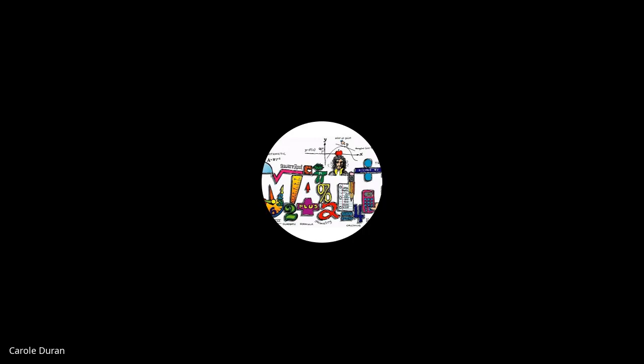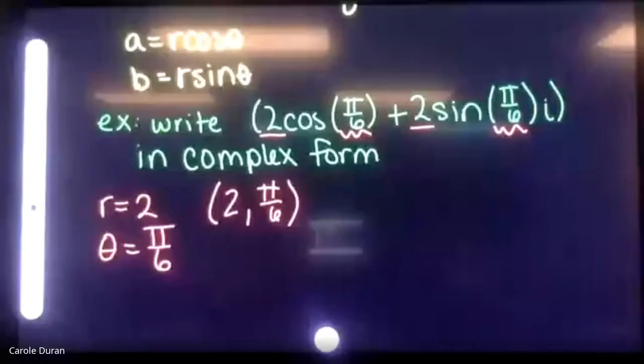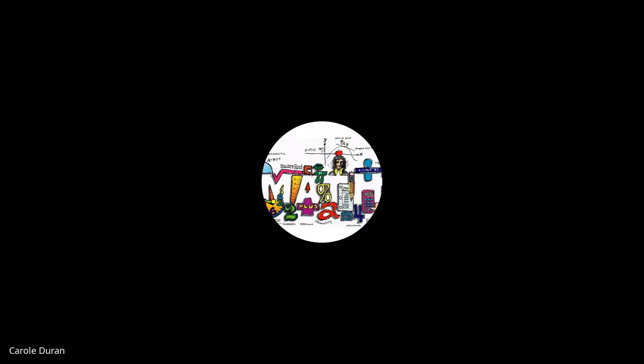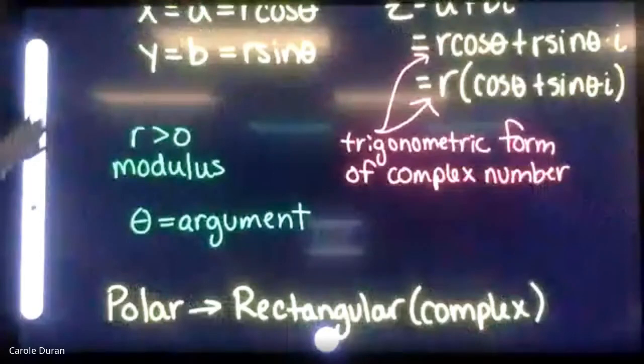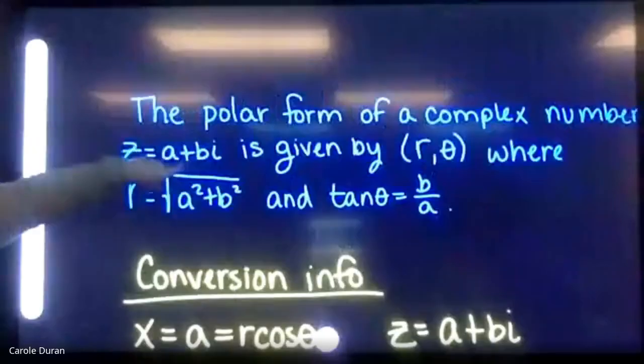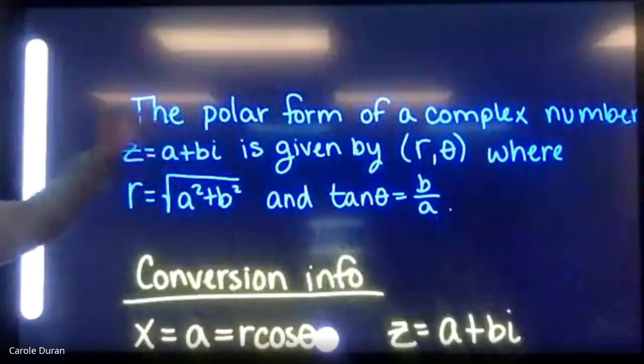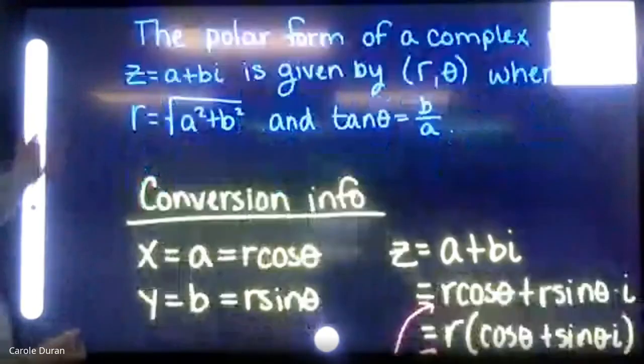So what am I going to have to find in order to do that? What are the numbers in a normal complex number? Oh, A and B. So I have to figure out what A and B are in order to make this conversion.